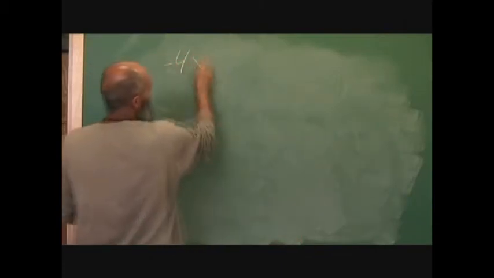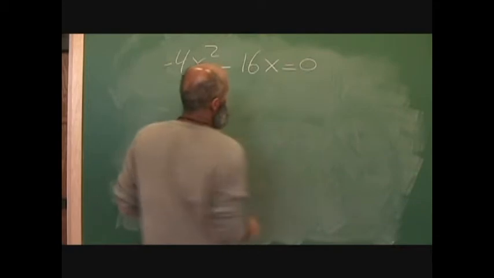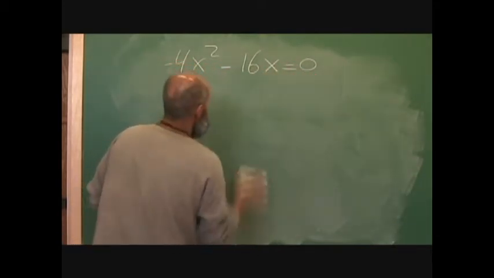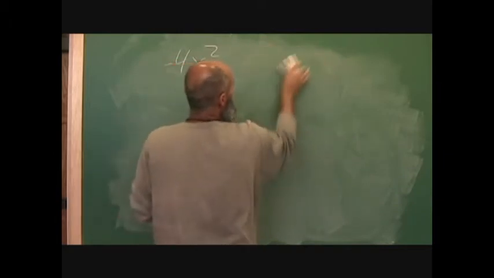Okay, so let's solve another problem like this, right? Negative 4x squared minus 16 is equal to 0. And if this thing was on the other side, all you would do is bring it over to this side, right?